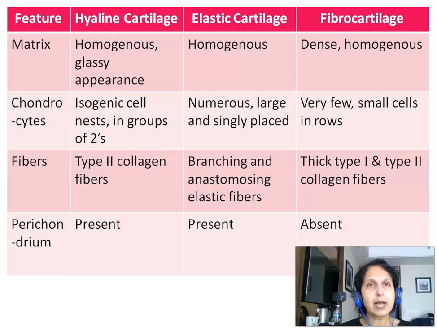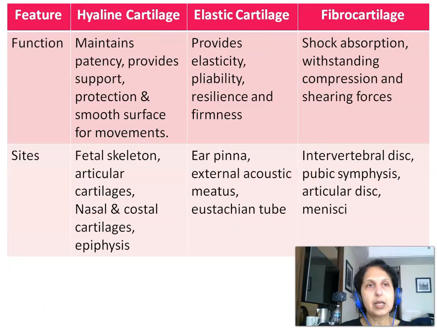Fibers in hyaline cartilage are type 2 collagen fibers. In elastic cartilage, these are branching and anastomosing elastic fibers. And in fibrocartilage, these are thick type 1 and type 2 collagen fibers. Perichondrium is present in hyaline cartilage and elastic cartilage, while it is absent in fibrocartilage. The function of hyaline cartilage is that it maintains patency, provides support, protection, and smooth surface for movements. Elastic cartilage provides elasticity, pliability, resilience, and firmness. Fibrocartilage acts as a shock absorber, withstands compression and shearing forces.